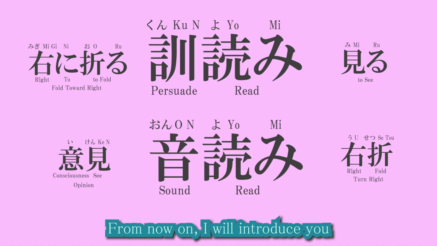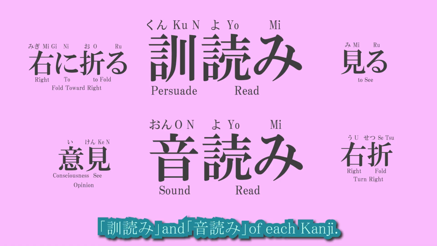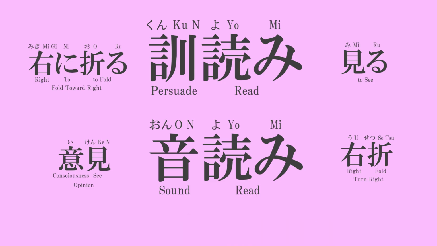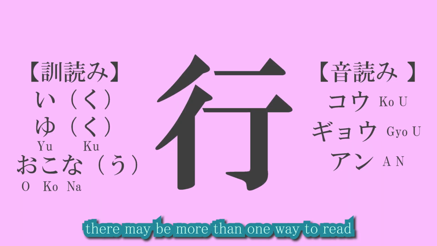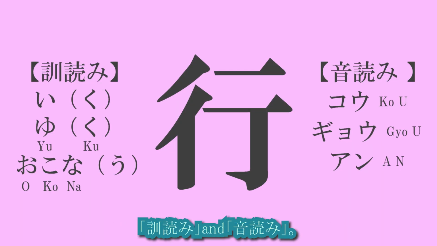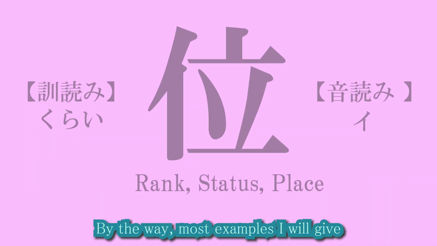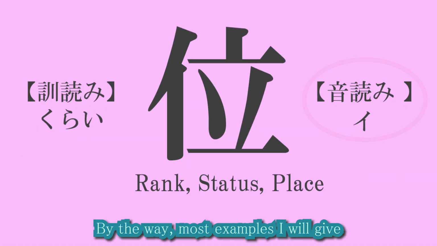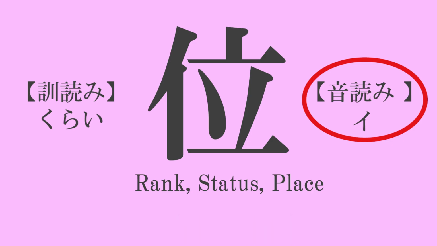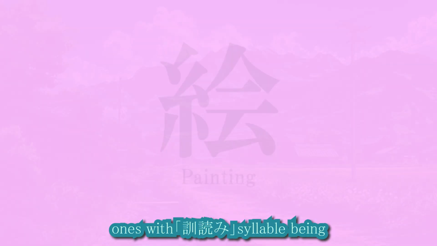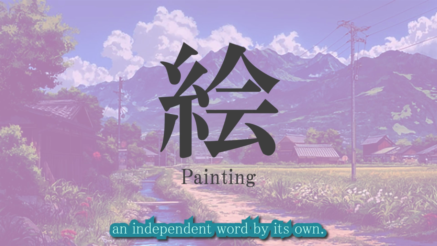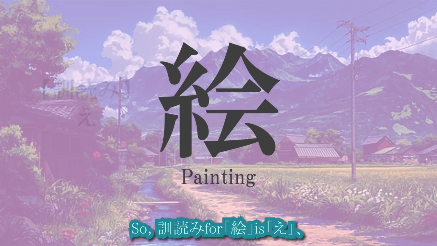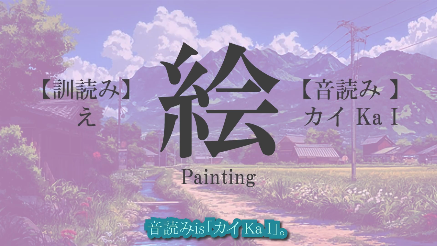From now on, I will introduce you kunyomi and onyomi of each kanji. Keep in mind that for each kanji, there may be more than one way to read kunyomi and onyomi. By the way, most examples I will give will be onyomi based. Exceptions are especially for ones with kunyomi syllable being an independent word by its own. So, kunyomi for e is e, onyomi is kai.